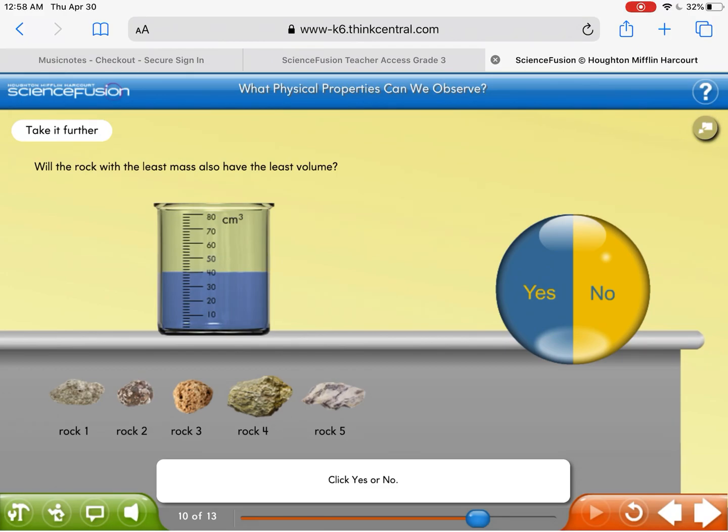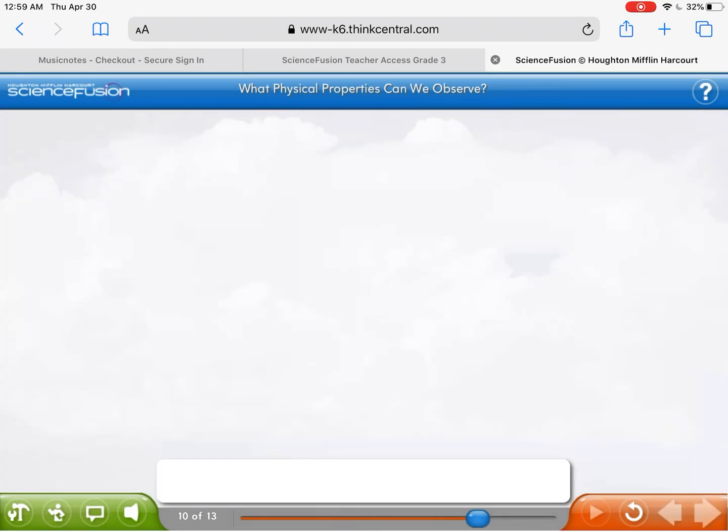So when we did the second slide, where we had the tennis ball and the coins, we said that whichever one takes up the most space has the greater volume. So I think rock 2 looks like it's smaller than rock 3. So I don't think that rock 3 is going to have the least amount of volume. No. Continue to see if your prediction is correct.